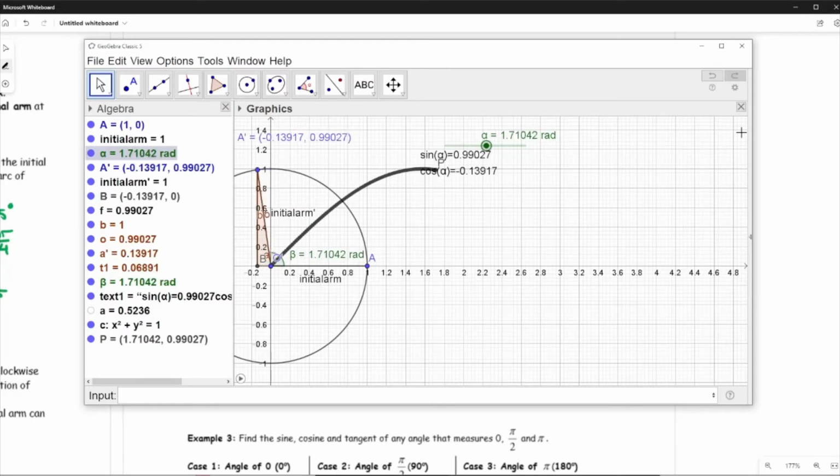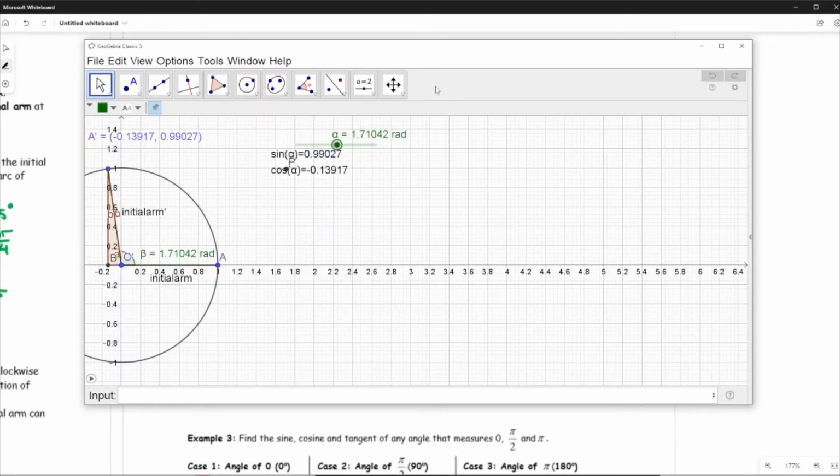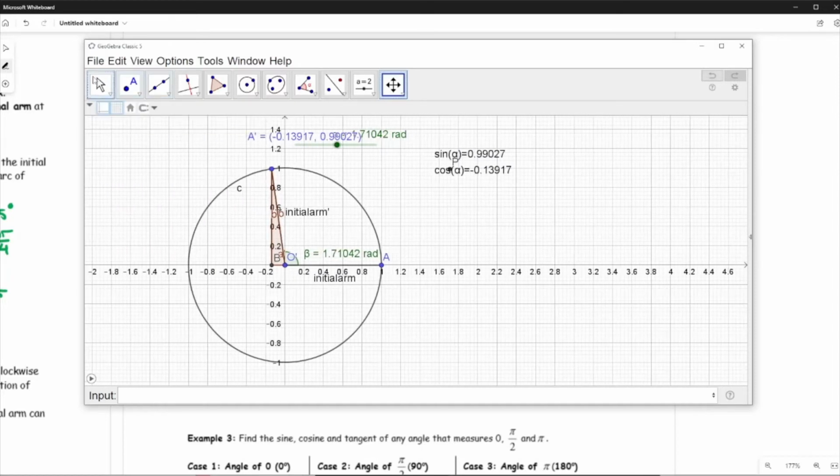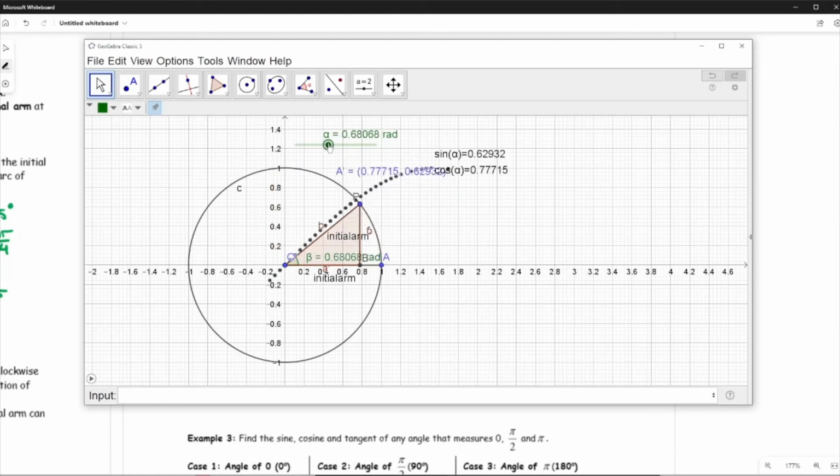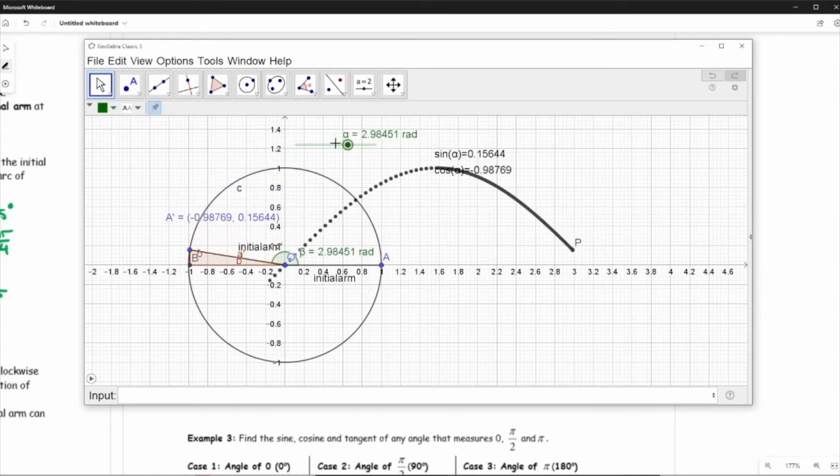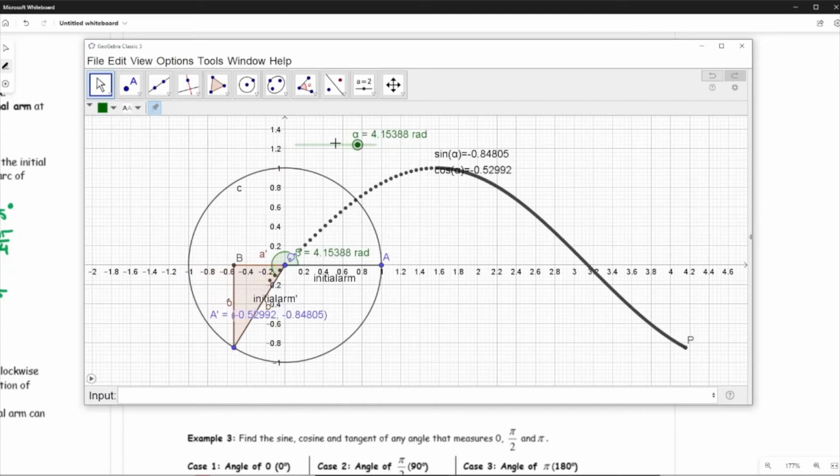Sorry, it's going to be a bit off the page here. Let's try that again. Okay, so there it goes. Now watch the y coordinate. It drops, drops back to 0. Then it falls all the way down to -1, and then it comes back to 0.